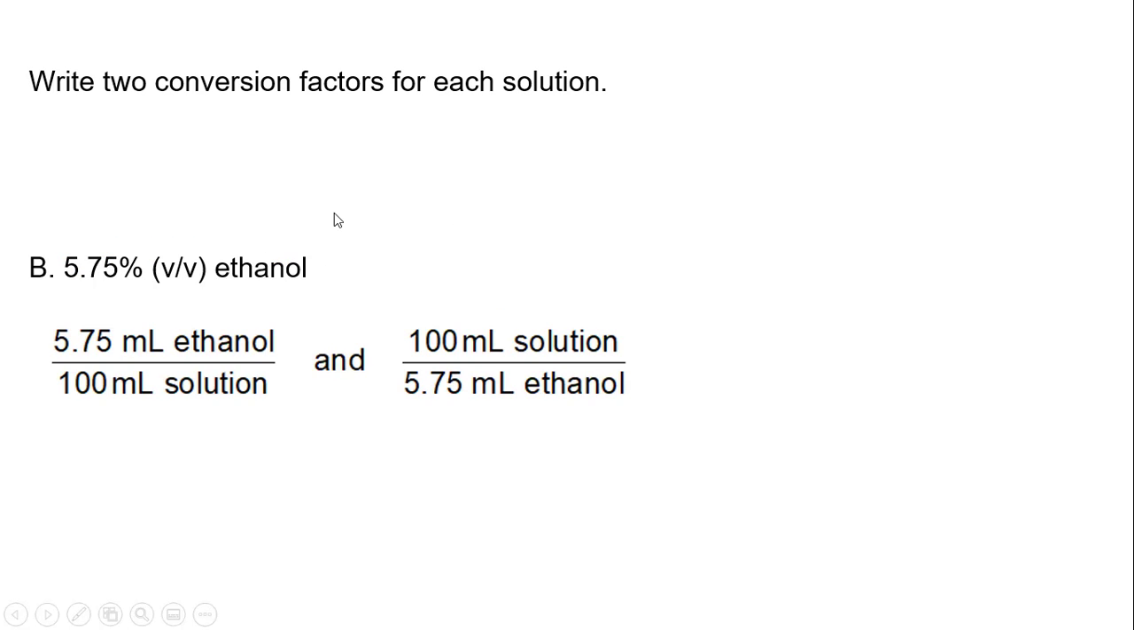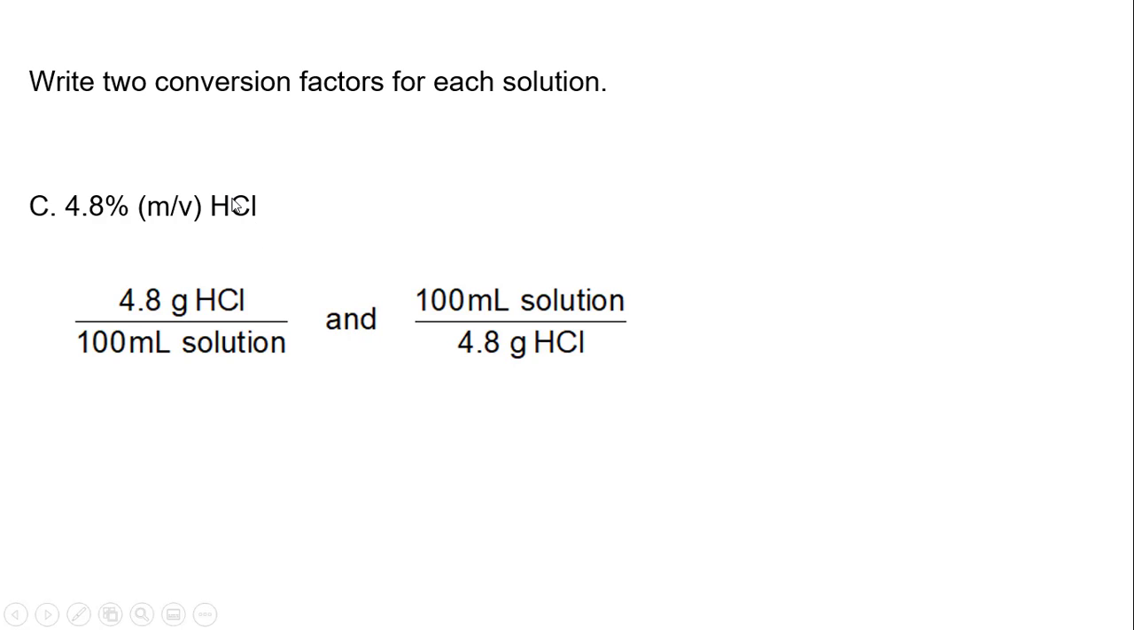Second one, 5.75%. This is volume, so we have 5.75 mils of ethanol over 100 mils of solution and flip it. Last one, 4.8 mass, 4.8%, but this is mass over volume. So if we pull that out, this has to be in grams, 4.8 grams over 100 mils of solution and flip them. Why are we doing this? Because this is how you get out of problems, word problems when you're stuck. You have to know how to convert from percent, and it's really not a big deal because everything is always 100.